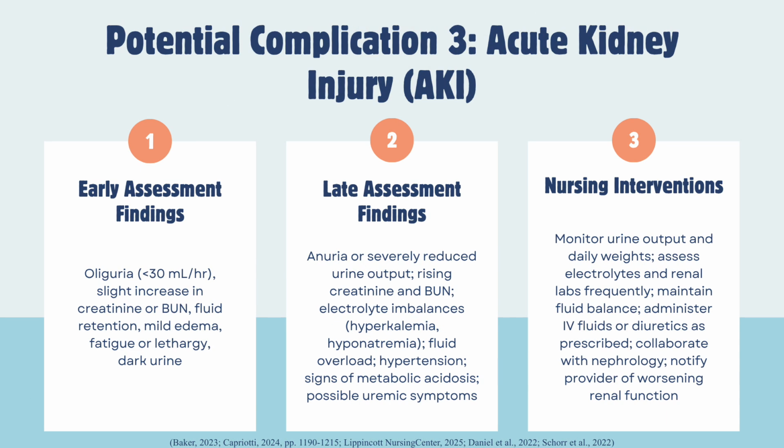The third potential complication of sepsis is acute kidney injury, or AKI. This occurs when decreased renal perfusion leads to impaired kidney function and reduced ability to filter waste. Early assessment findings include oliguria with urine output less than 30 milliliters per hour, slight increases in creatinine or BUN, fluid retention, mild edema, fatigue, and dark urine. As AKI progresses, late findings include anuria or severely decreased urine output, significantly elevated creatinine and BUN, electrolyte imbalances such as hyperkalemia or hyponatremia, fluid overload, hypertension, metabolic acidosis, and possible uremic symptoms.